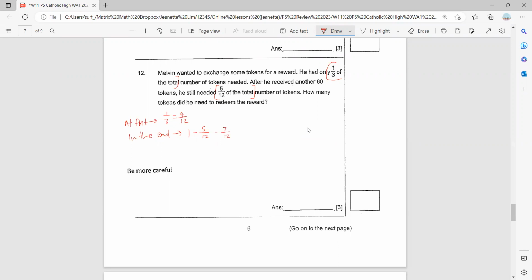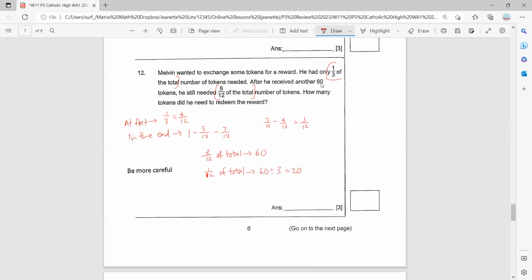So how come it went from 4/12 to 7/12? Because there's an increase when he received another 60 tokens. The change from 4/12 to 7/12 is 3/12, which means that 3/12 of the total is actually the 60 that he received. So 1/12 of the total will be 60 divided by 3 equals 20.